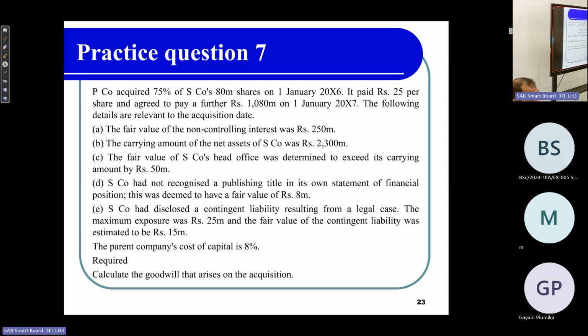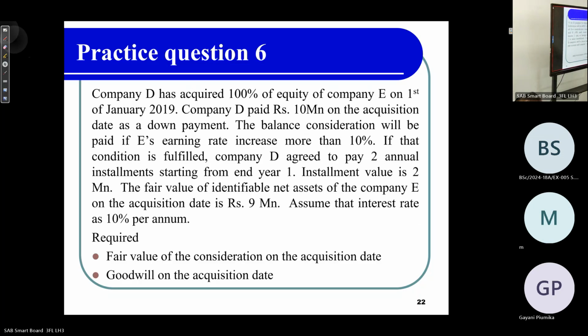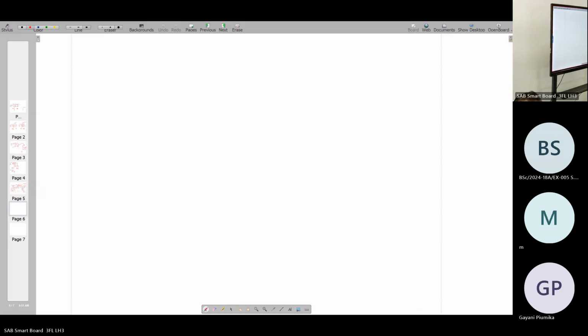Right. Shall we start then? What you need to do is prepare the cost of control account and calculate the goodwill or bargain purchase. Cost of control account.